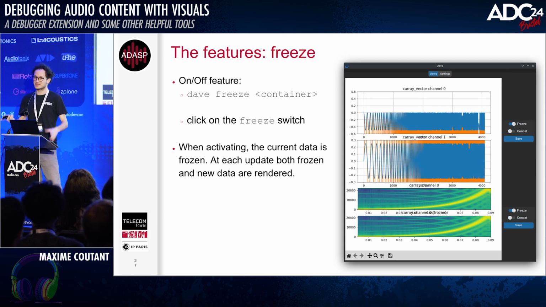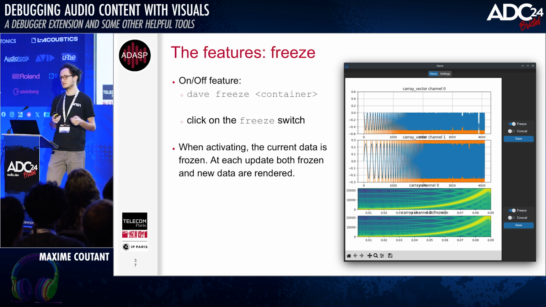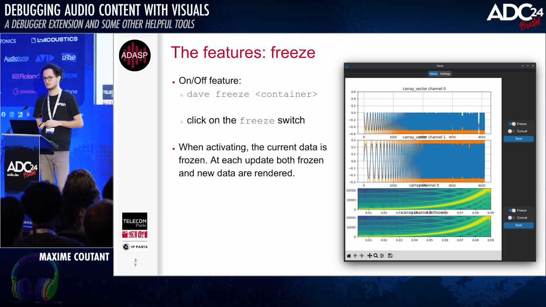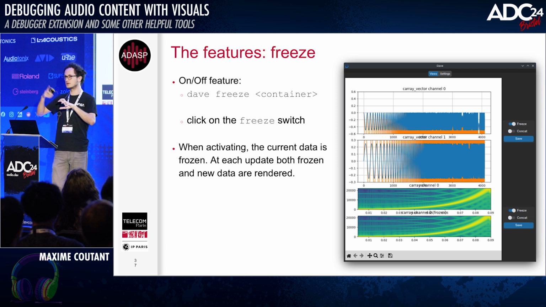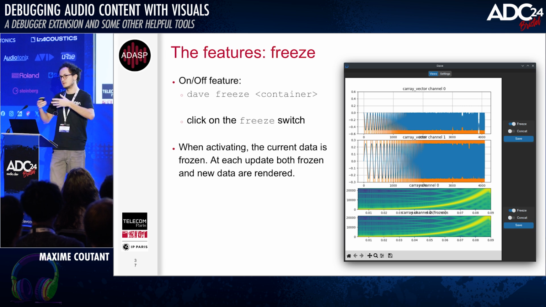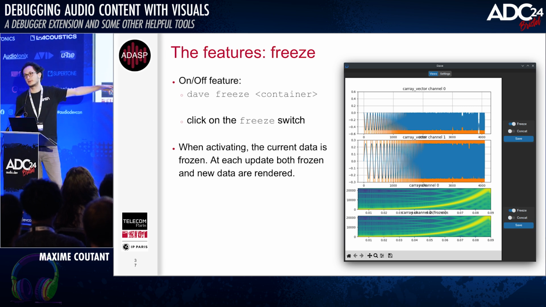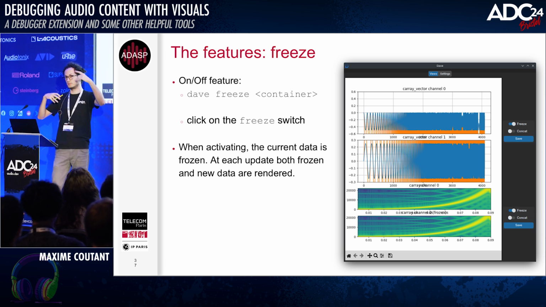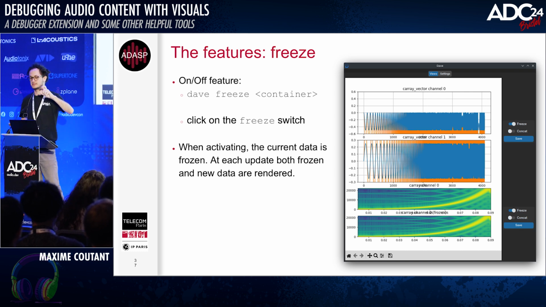Freeze. Freeze is kind of like concatenate. So it's an on-off feature per container. You have a command, or you can use the GUI. And what that will do is, when you activate the feature, it will freeze the current data on the graph. And on each update, it will show you the latest data and the frozen data. If, for some reason, for example in the spectrogram case, two views are not superposable on a graph, then it will show you side by side.